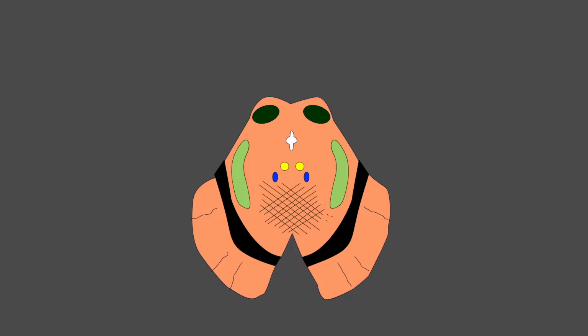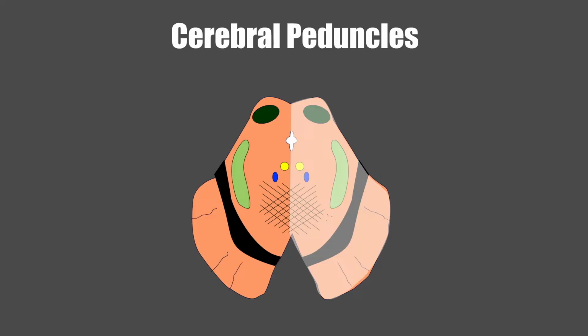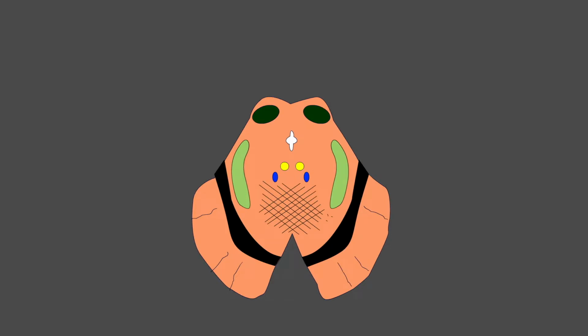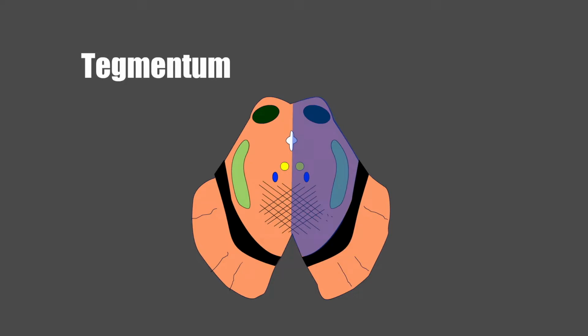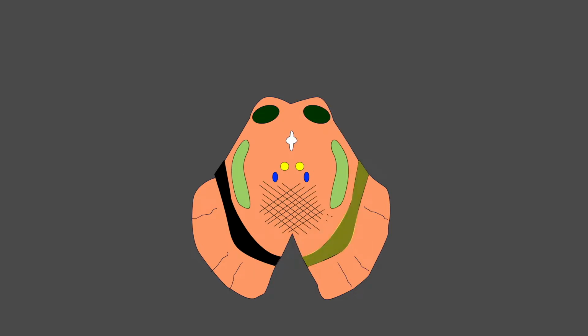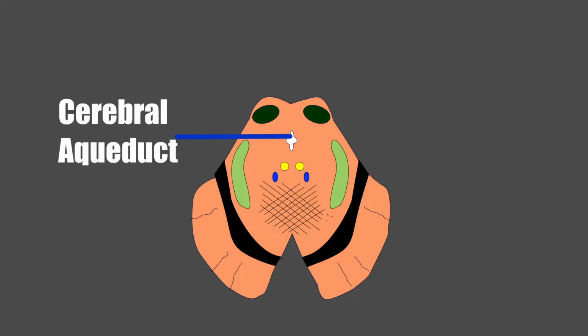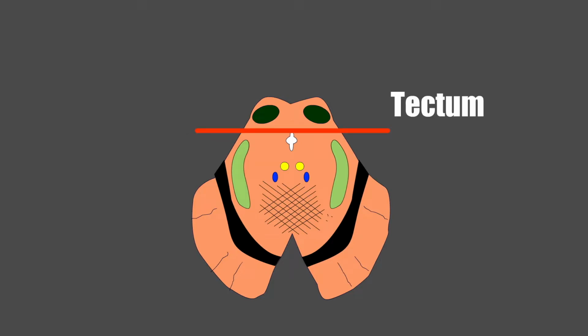The midbrain has two lateral halves called the cerebral peduncles. Each of these is divided into an anterior part called the crus cerebri and the posterior part, which is called the tegmentum, by a pigmented band of gray matter called the substantia nigra. The cerebral aqueduct is the canal which connects the third and the fourth ventricles. The tectum is the part of the midbrain posterior to the cerebral aqueduct.